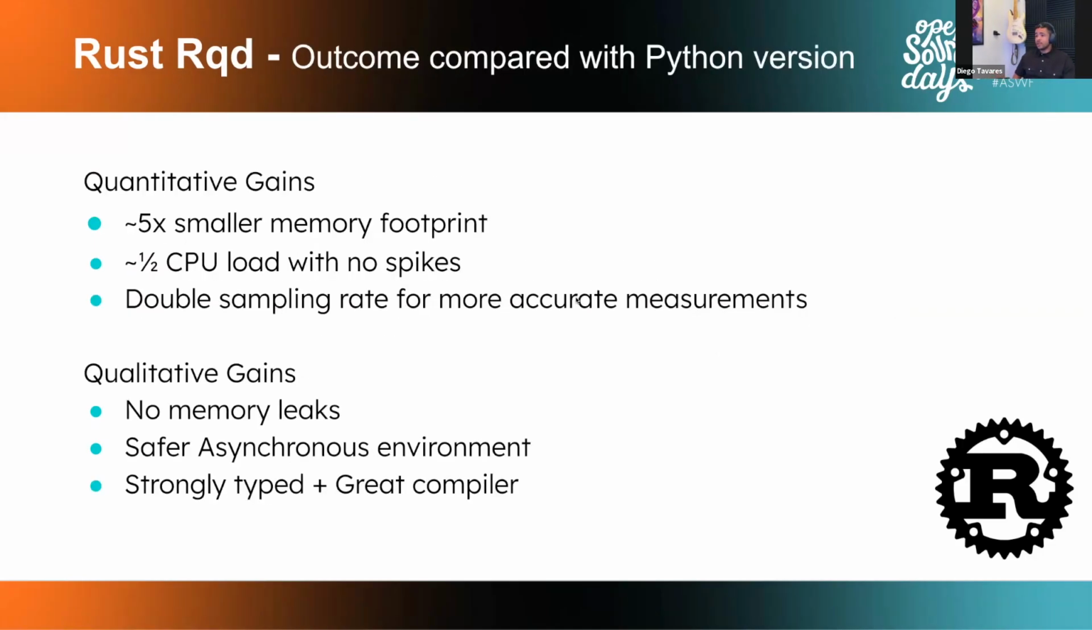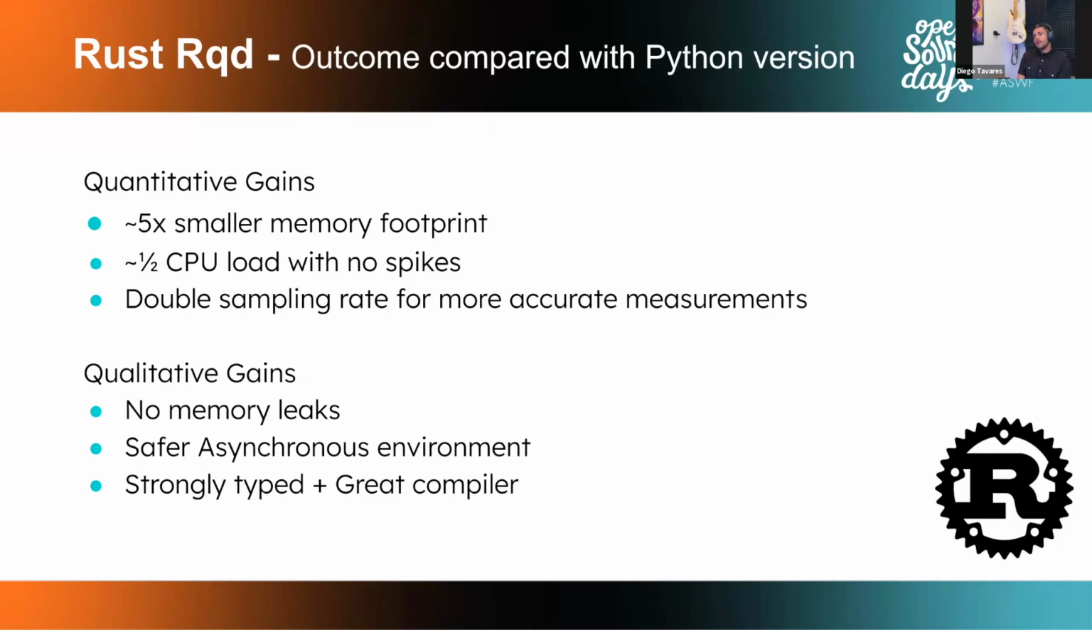This new version is already in production at Imageworks. Over the last 2 months, it has been deployed on, I think, close to 300 hosts, and we are migrating the entire farm to this new version. As quantitative gains, this version has a 5 times smaller memory footprint, so it impacts the machines way less than the old one. It uses half the CPU and has no spikes. And all this while running double the sampling rate. So we are measuring what's happening on the host and on jobs more accurately, and still wasting way less resources.